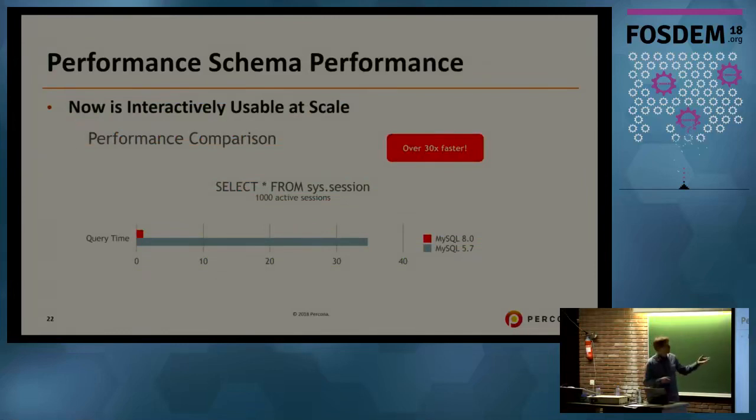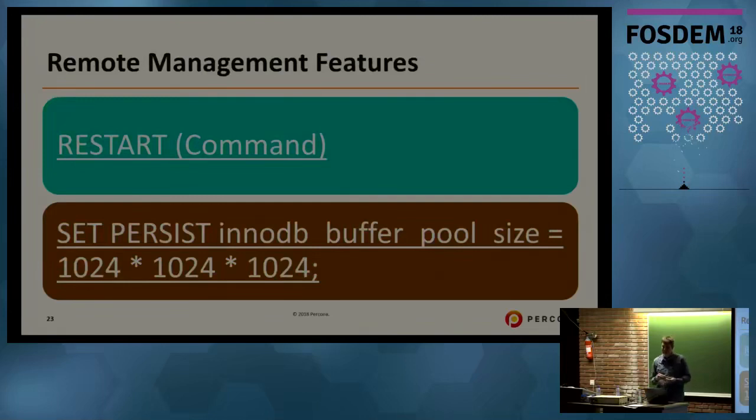Here is an example of performance schema performance, right? Looking through the built-in sys session table, which was designed as a sort of better SHOW PROCESSLIST, but unfortunately in 5.7 it wasn't usable with a large number of sessions. So like 1,000 sessions would take like 30-40 seconds. That's not as much as you probably would want to wait for a SHOW PROCESSLIST. Now you can see it takes a second or two, even if there is a large number of sessions available.